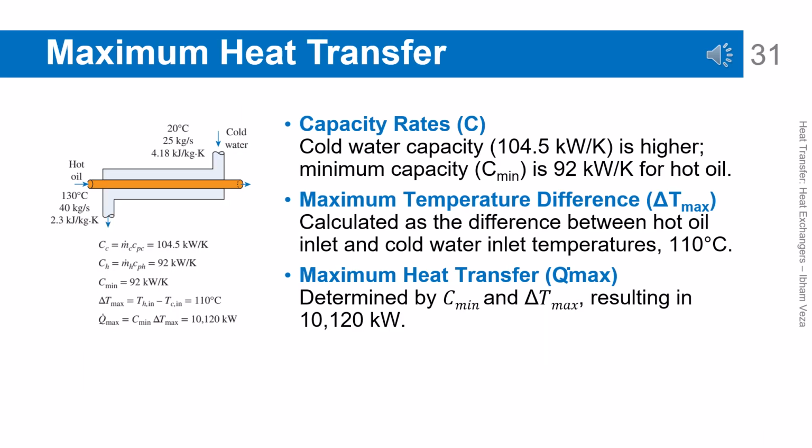Maximum heat transfer in heat exchanger. Maximum heat transfer occurs when one of the fluids undergoes the maximum possible temperature change. This value is determined by the minimum heat capacity rate and the maximum temperature difference between the inlet fluids. This concept defines the upper limit of heat exchanger performance. In effectiveness analysis, this value is used as a reference for the actual heat transfer. In this way, the device performance can be evaluated relatively.